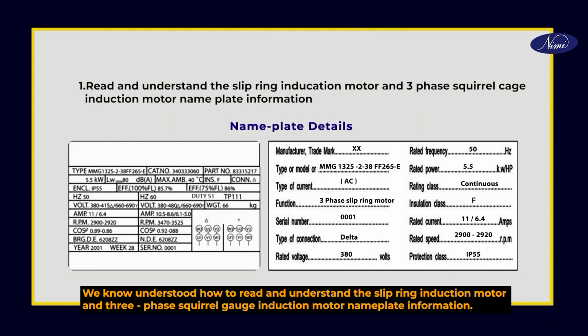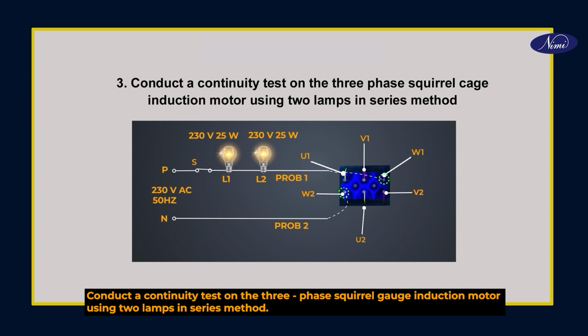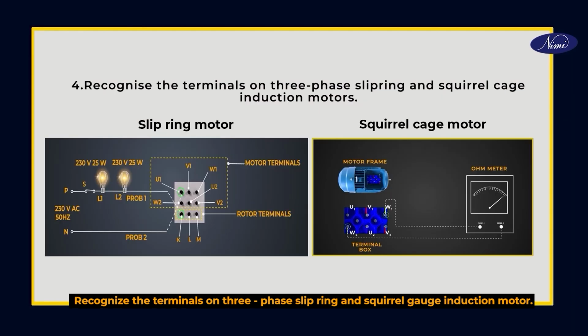Recap. We now understood how to read and understand the slip ring induction motor and 3-phase squirrel cage induction motor nameplate information. List the components of slip ring induction motor and squirrel cage induction motor. Conduct a continuity test on the 3-phase squirrel cage induction motor using 2 lamps in series method. Recognize the terminals on 3-phase slip ring and squirrel cage induction motor.